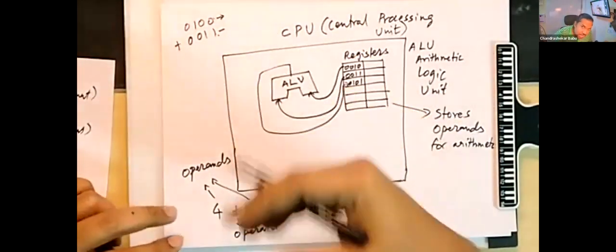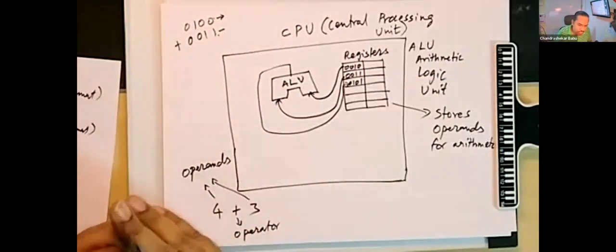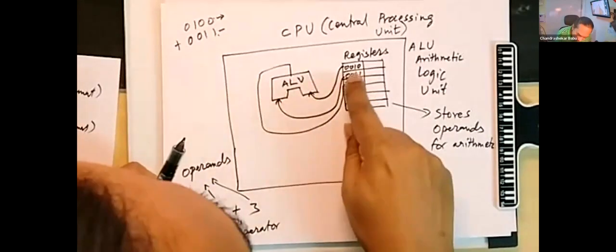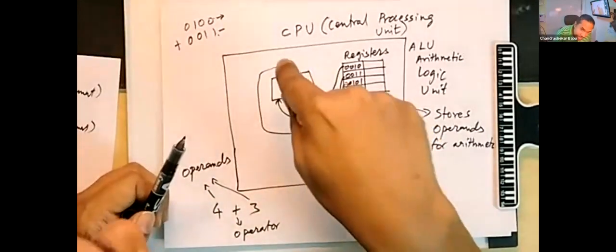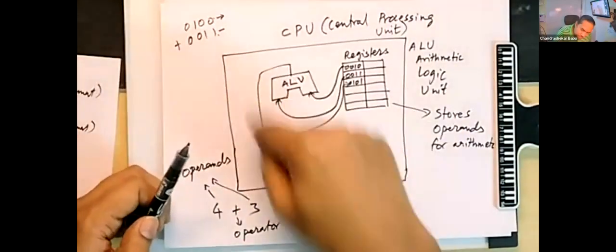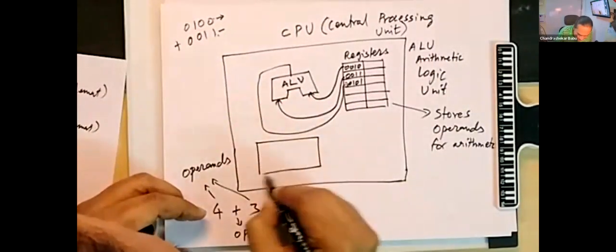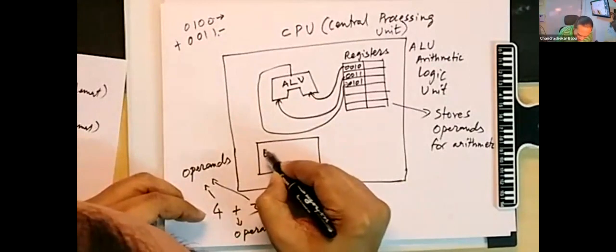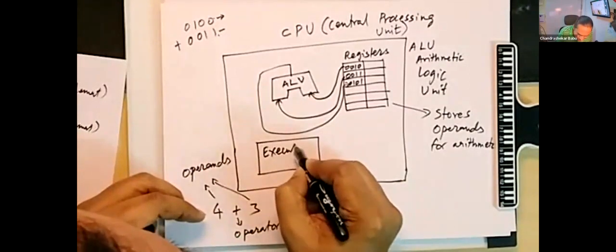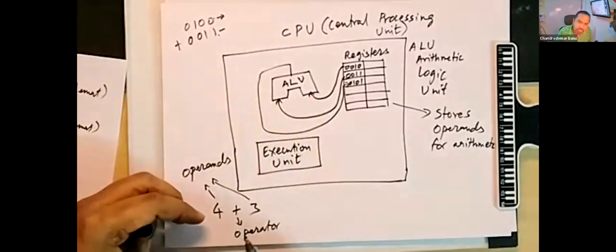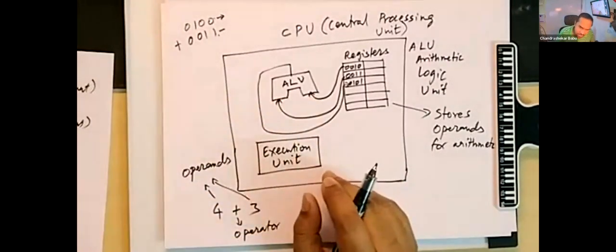Now, somebody has to guide all these, right? Somebody has to instruct the ALU to pick this value from this register, pick another value from this register, and then tell the ALU to add these two numbers and store the result. That is done by another component called an execution unit, shortly called EU.